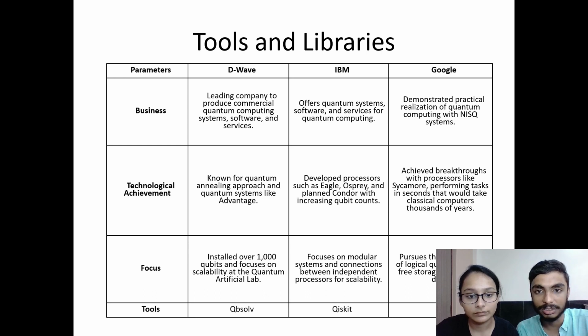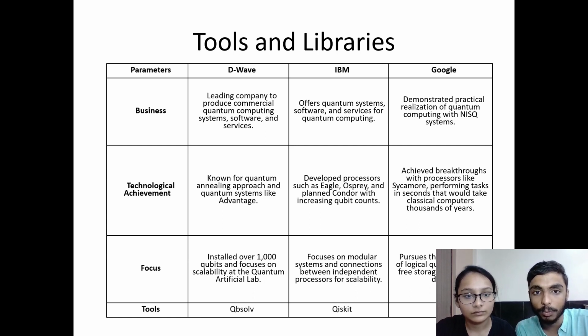So, while doing our research, we went through all the different companies that are available in the field of quantum computing. And the main players that we identified in this field were D-Wave, IBM, and Google. And after doing thorough research, we tried to compile and make a comparison between all these companies and divide them on the basis of some parameters like business, technological advancement, focus, tools, and other parameters. So the first parameter was business.